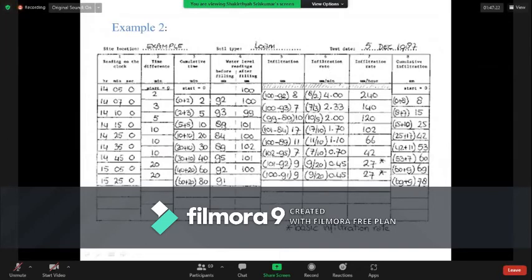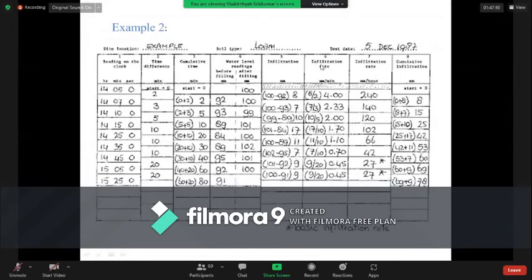Then again they refill, but this time it reached 101 millimeter. Then at the end of 10 minutes it's reached 84 millimeter. So the difference is 101 minus 84, which is 17. So likewise, we can calculate the infiltration.